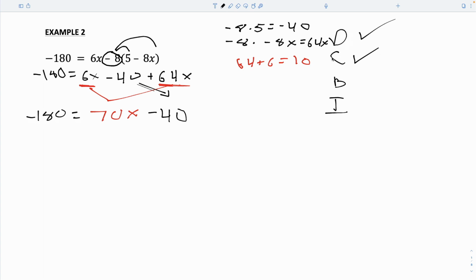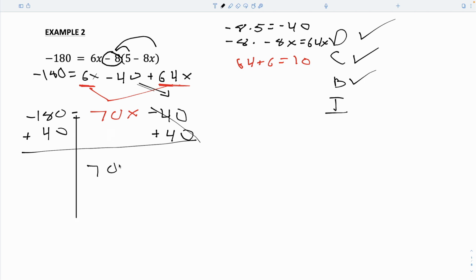We distributed, we combined. Donna, what am I going to bring to one side? Which number? 40. It should be a positive 40 because inverse operations tells me to do the opposite. Okay. Bring down the 70x.